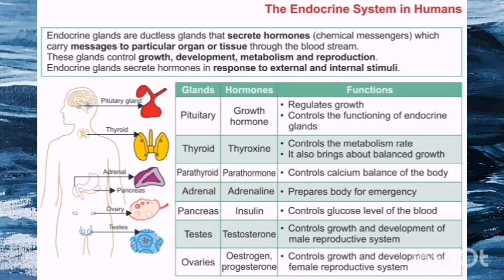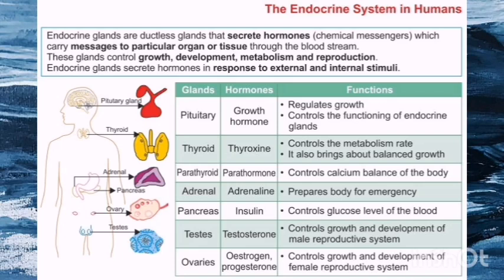Let's quickly look at the key glands and the hormones you need to know. Pituitary gland, master gland, located in the brain, secretes growth hormone, GH, which regulates growth and development. Deficiency can cause dwarfism, excess can cause gigantism. Thyroid gland, located in the neck, secretes thyroxine, which controls the body's overall metabolism: carbohydrate, protein, and fat. Iodine is essential for its synthesis, which is why we're told to use iodized salt.